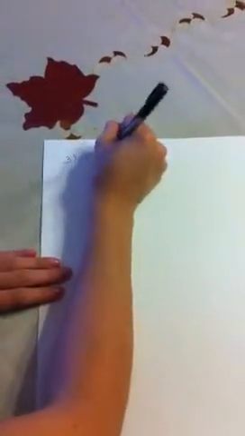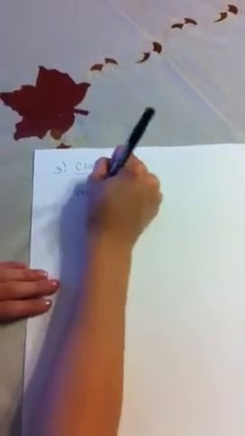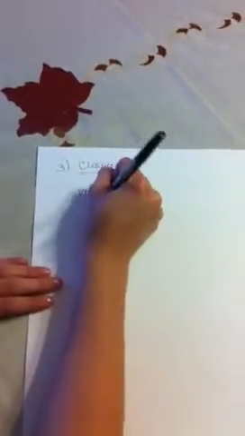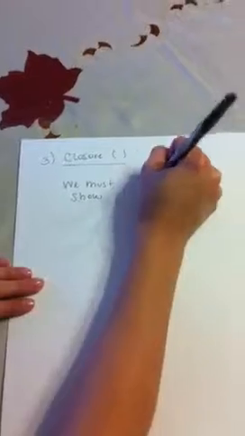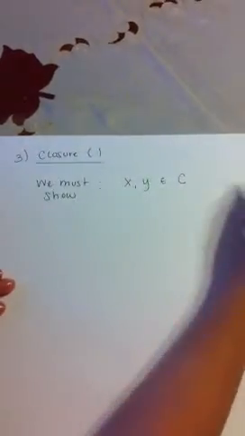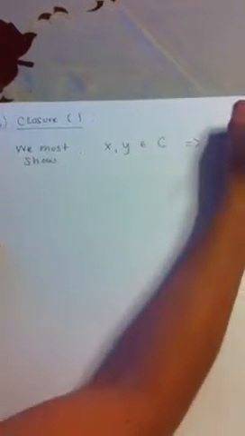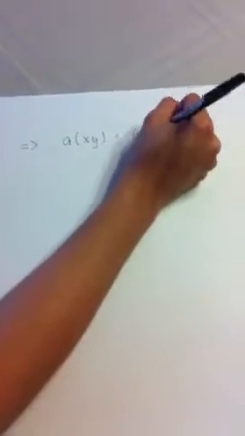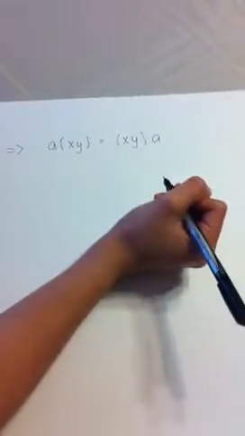Now, for the third part of our proof, we must prove closure under the operation of multiplication. We must show that X and Y, both belonging to C, which is the center of our ring and is our set, will show that A(XY) is equal to (XY)A.